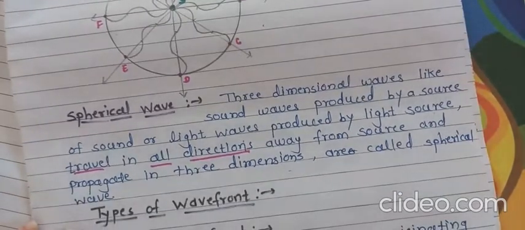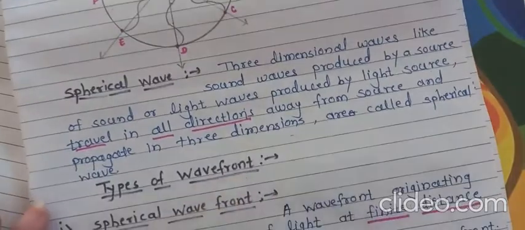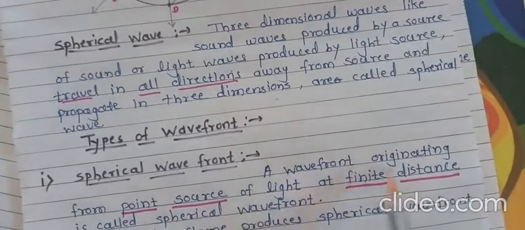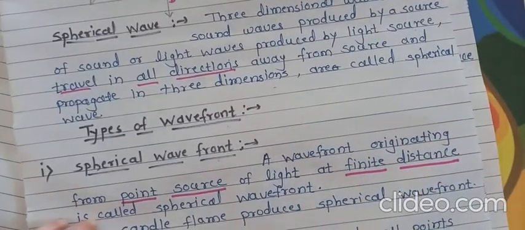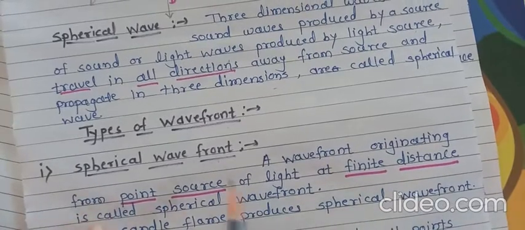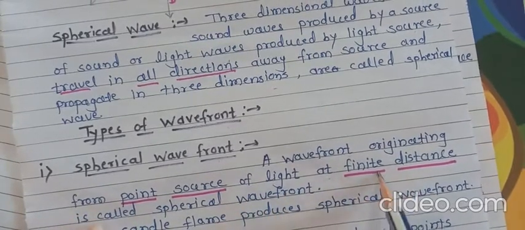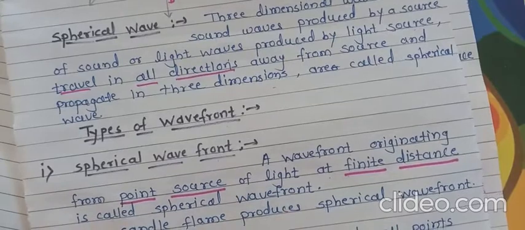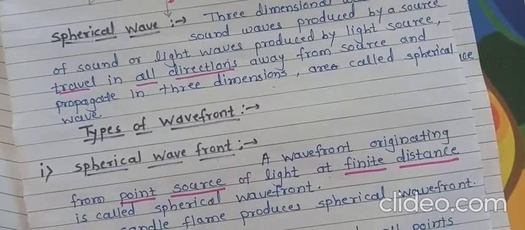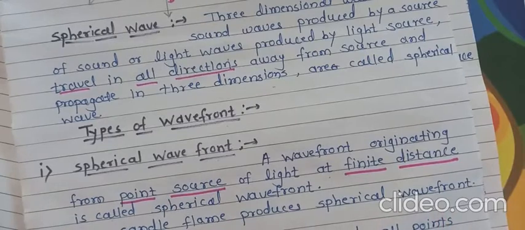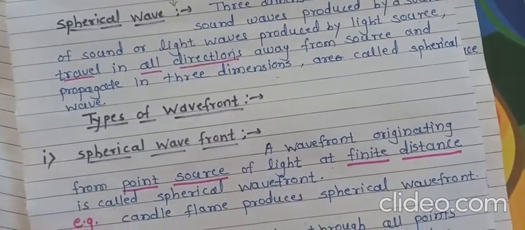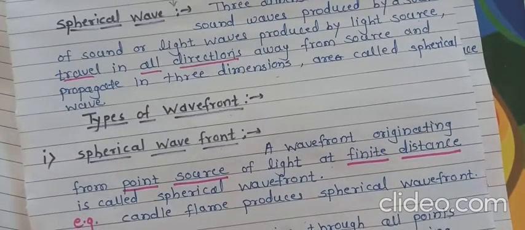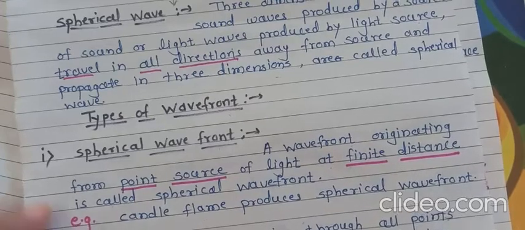There are different types of wavefronts. First one is the spherical wavefront. A wavefront originating from a point source of light at a finite distance is called a spherical wavefront. An example of a spherical wavefront is a candle flame, which produces a spherical wavefront. It is the surface passing through all the points having the same distance from the source and having the same phase.